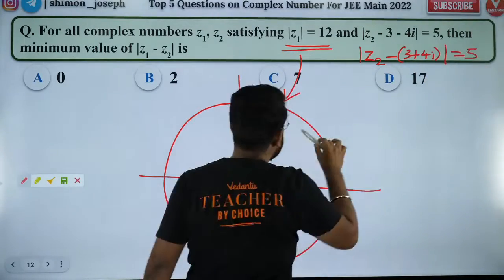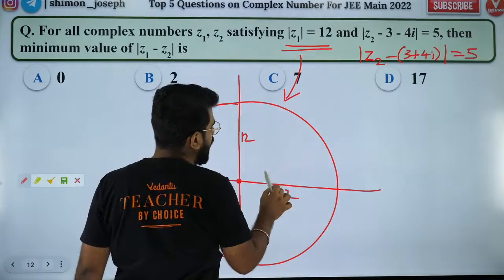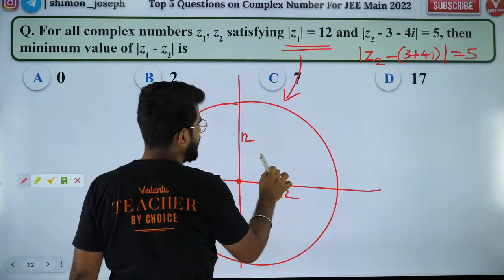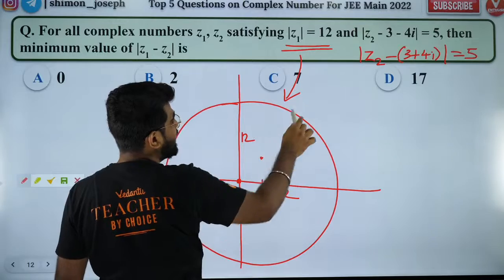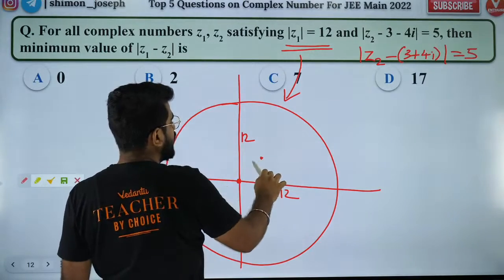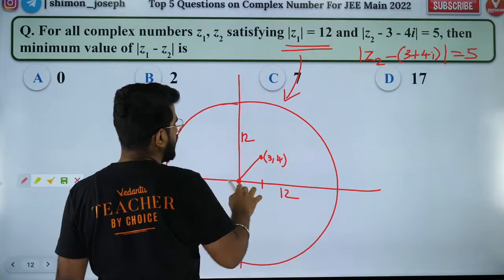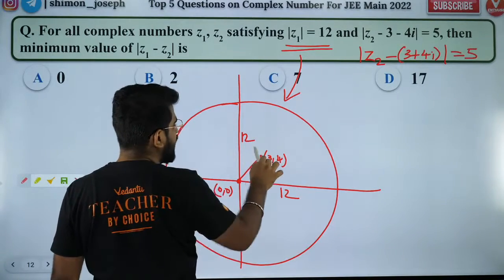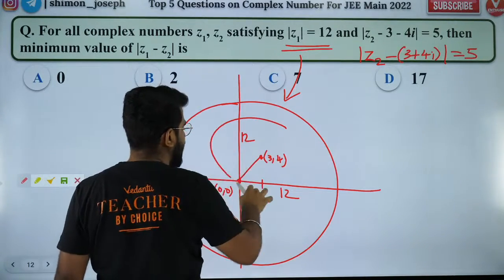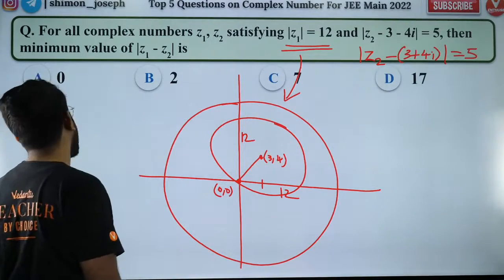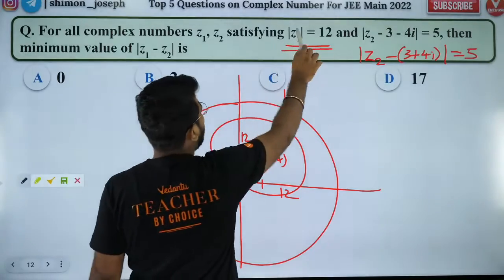That means distance of Z2 from 3, 4i. Let's say 3 will be here somewhere and 4 will be somewhere here. So 3, 4i will be 5. So this distance is also 5, right? Distance of 3, 4 from the origin is also 5. So this circle passes through the origin. So it will be like this. Correct now? Now they are asking you the minimum distance of Z1 and Z2.